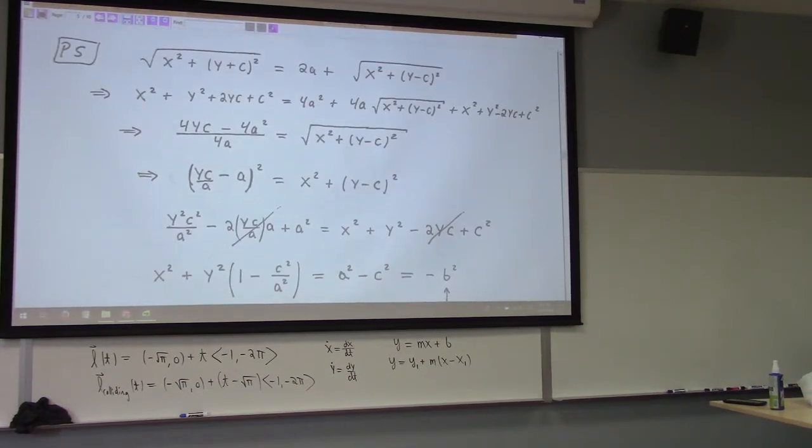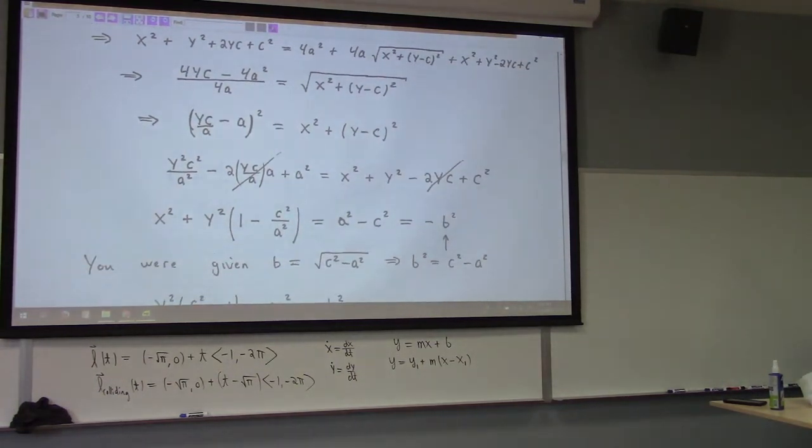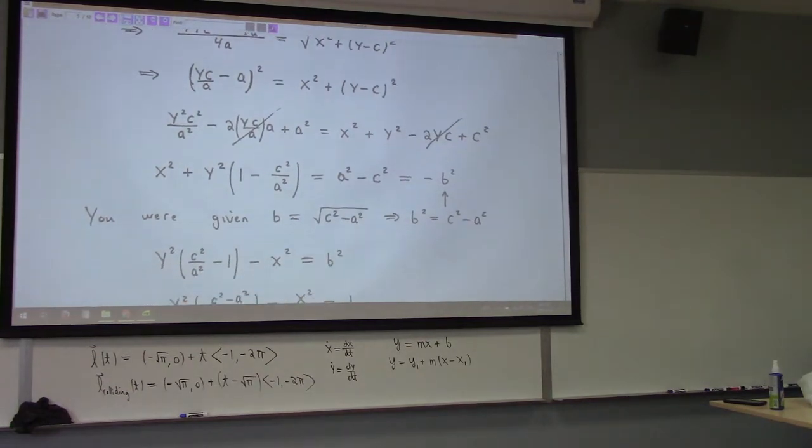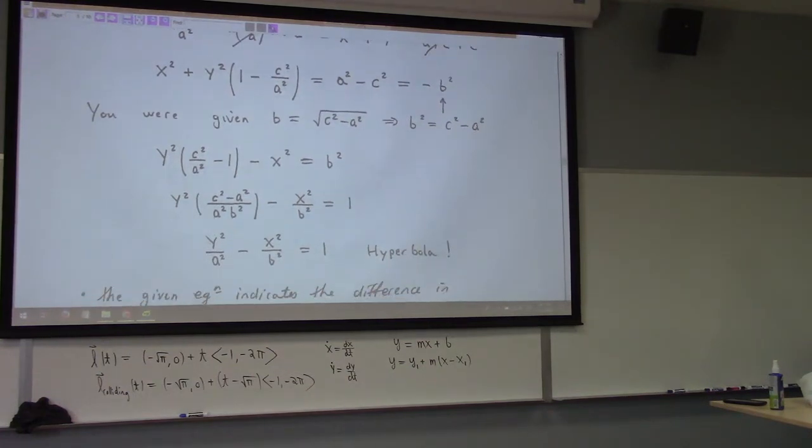You can work it out. So eliminate the radical, square both sides. Algebra. Eliminate the radical again, square it again. Stuff cancels. You group things. You use the b that I gave you. And it simplifies to that.